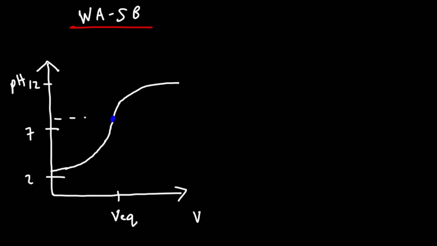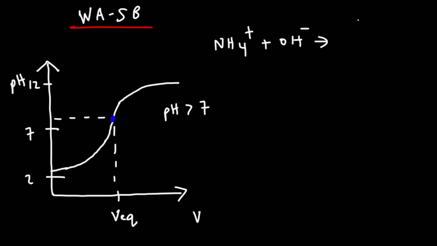It could be 8, it could be 9, it could be 10. It really depends on the Ka of the acid and the concentration as well. But for the most part, at the equivalence point, the pH is greater than 7. And if you think about this conceptually, let's say the weak acid is ammonia. If we react ammonia with a strong base like hydroxide, we're going to get water, and we're going to get the weak base NH3.